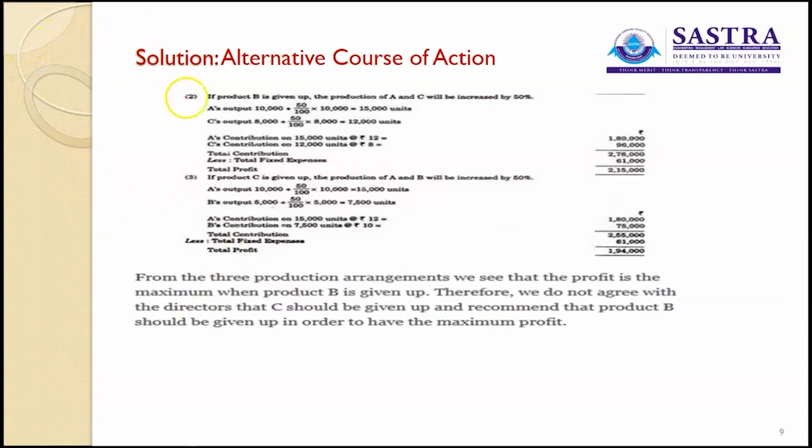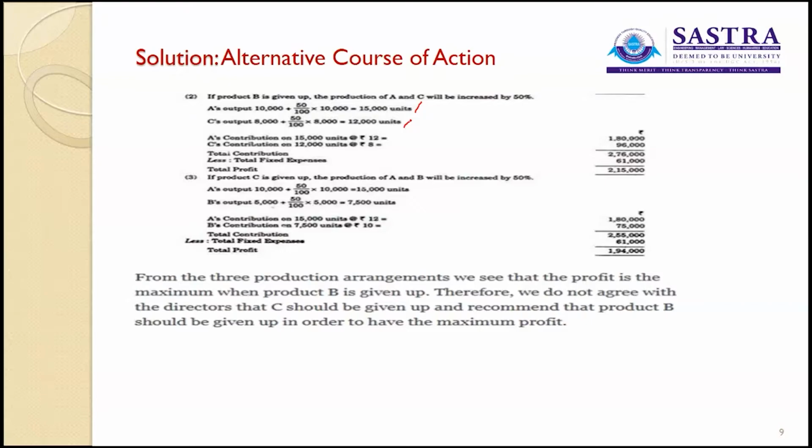If the product B is given up, the production of A and C will be increased by 50%. That is, A's output will be 10,000 plus 50% of 10,000, it will be 15,000 units. Then C's output is 8,000 plus 50% of 8,000 will get 12,000 units.